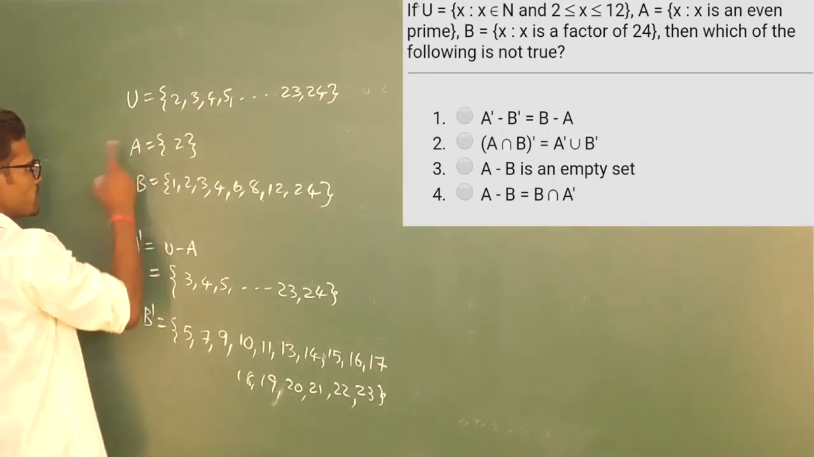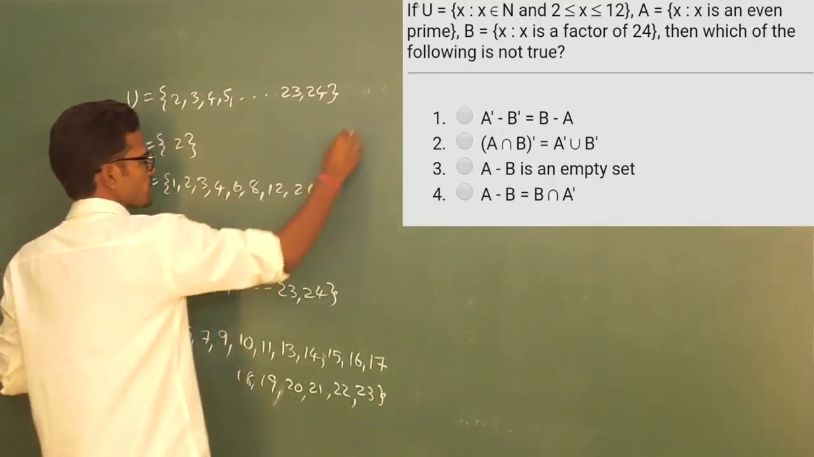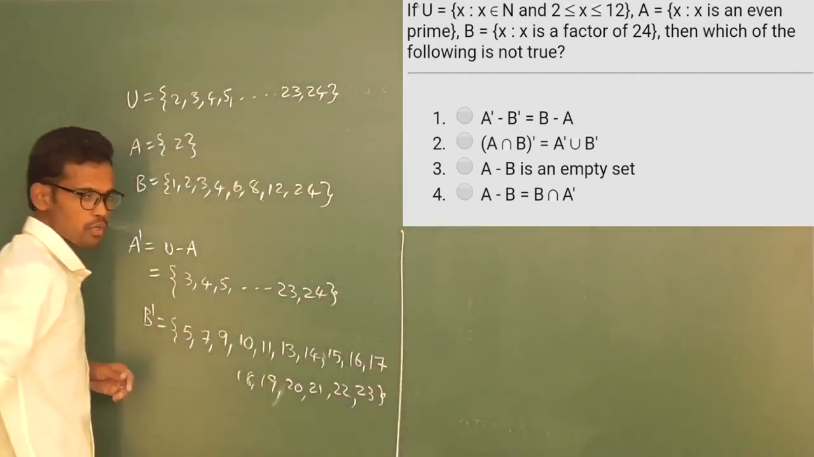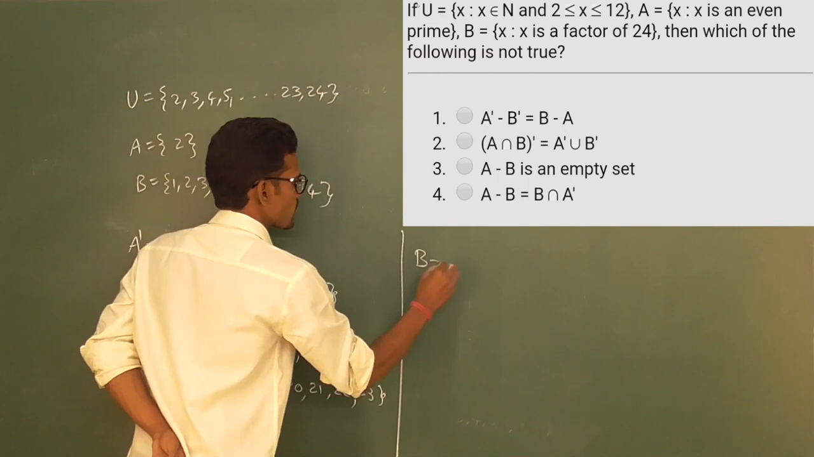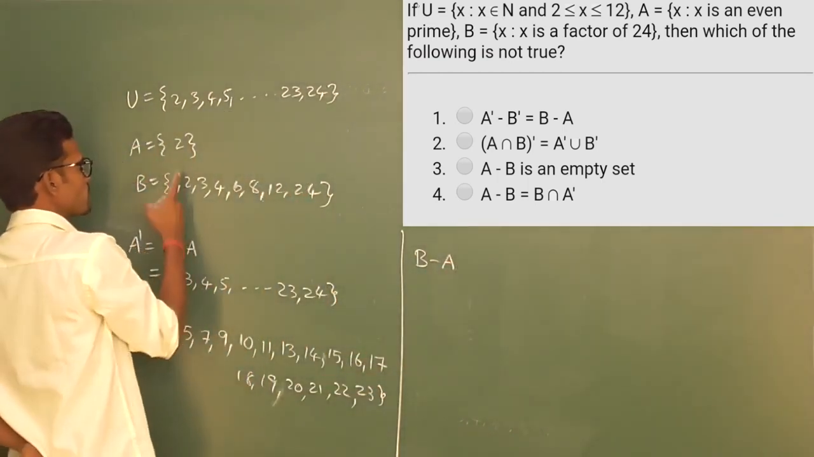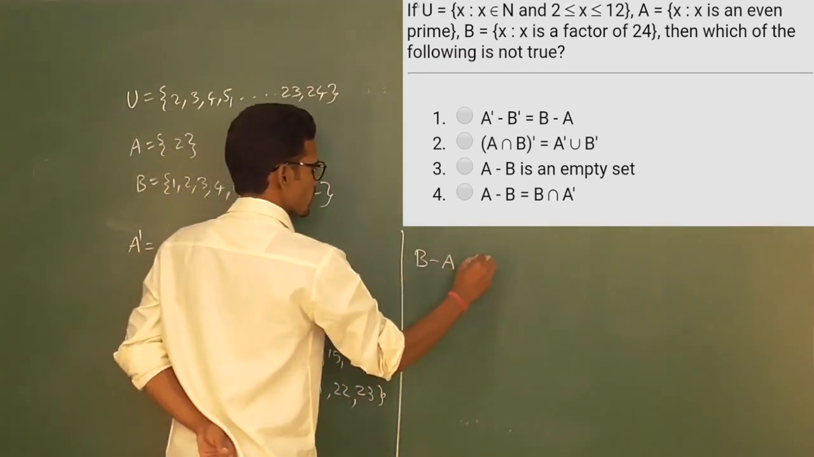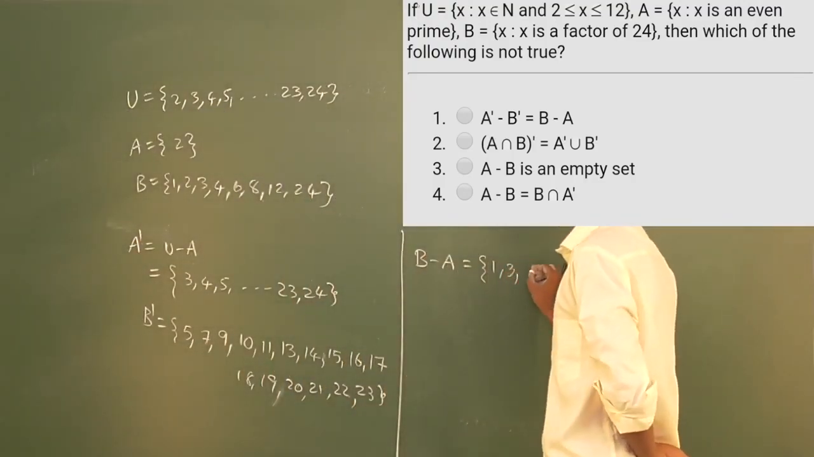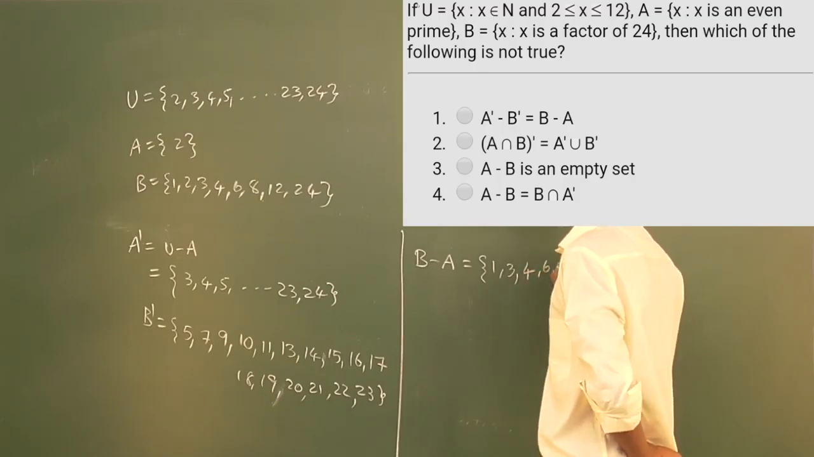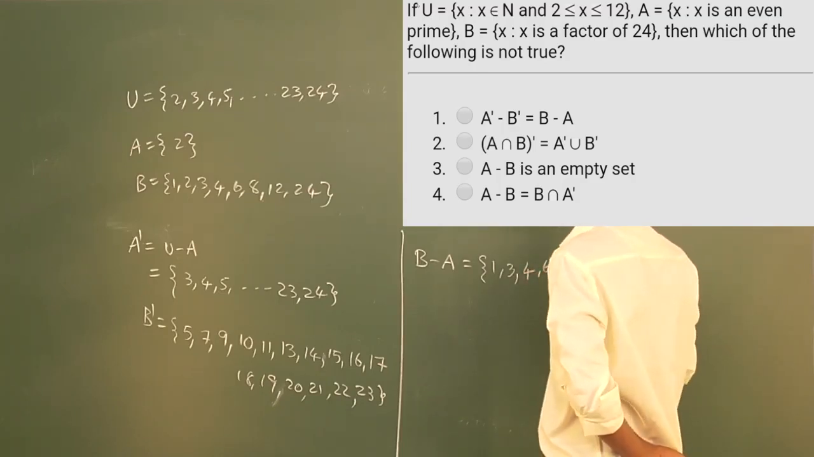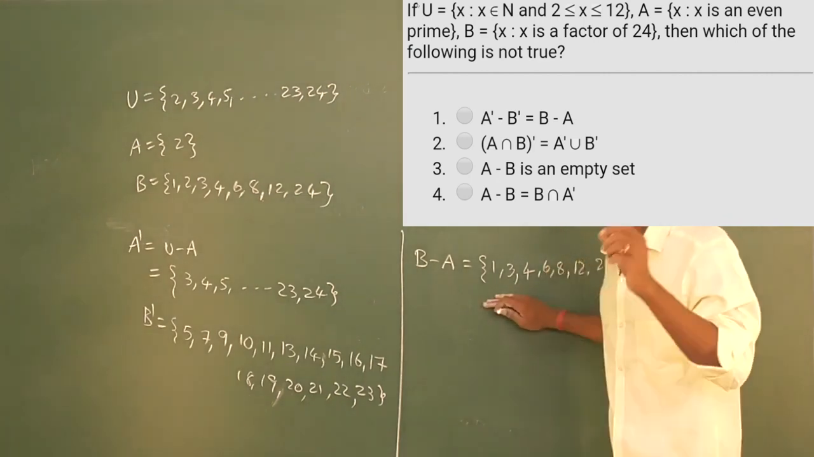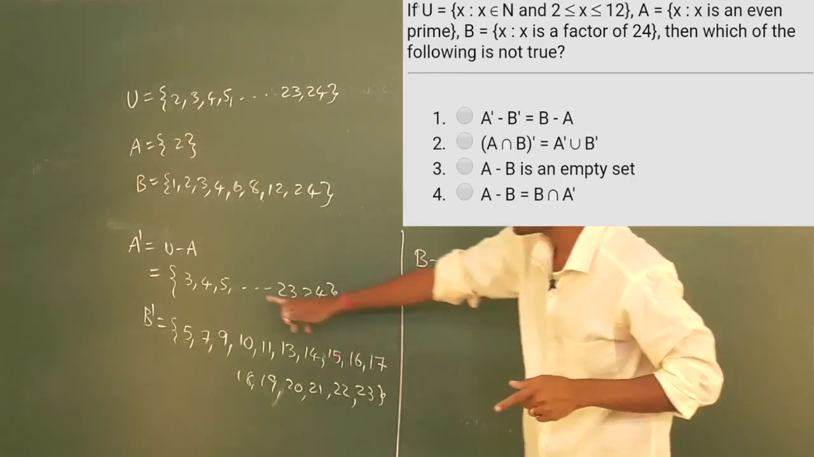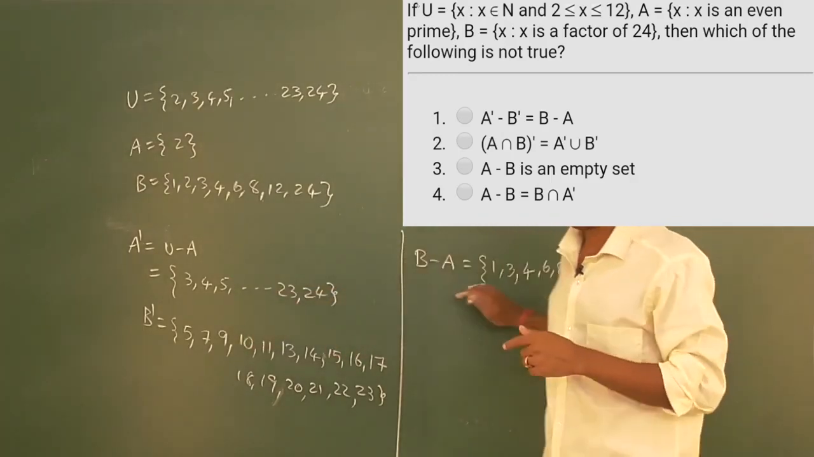And similarly, B minus A, if I do this B minus A part, what am I going to get? This minus this, only 2 gone. So what I'm going to get here is 1, 3, 4, 6, 8, 12, 24. Okay? And check whether A dash minus B dash is equal to this or not. I hope you can do this, right? A dash I have given, B dash I have given, then check it there.